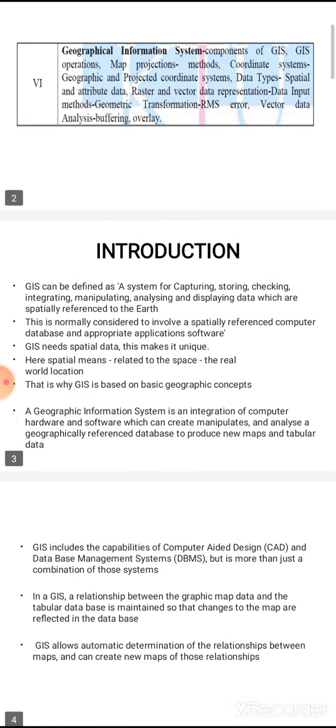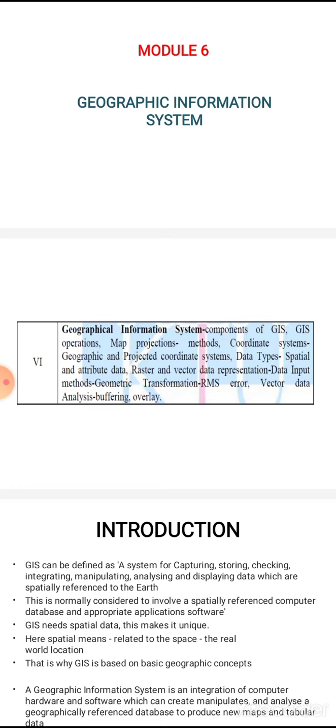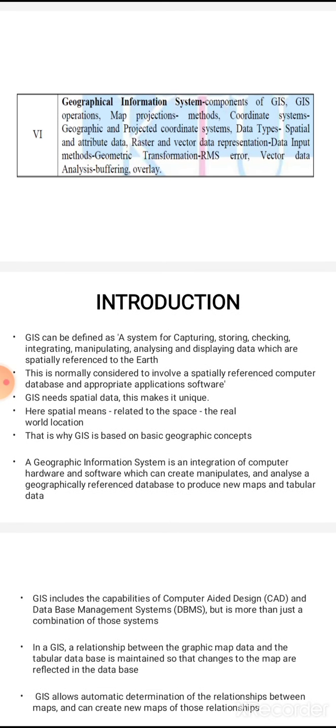So first is introduction. So what is this GIS? You may have heard this term GIS. GIS is the short form of Geographic Information System. So let's study this. GIS can be defined as a system for capturing, storing, checking, integrating, manipulating, analyzing and displaying data which are spatially referenced to the earth. Okay, spatially referenced to the earth.